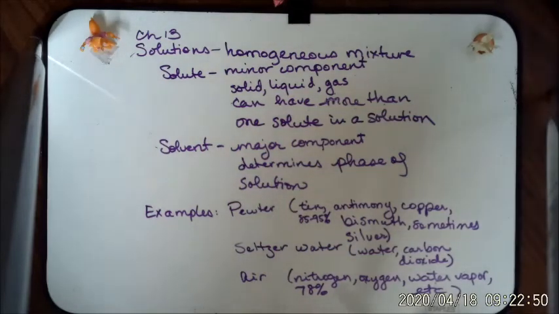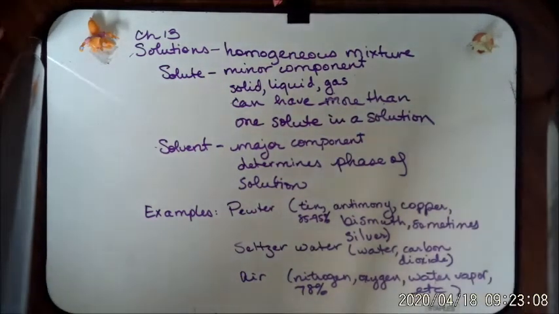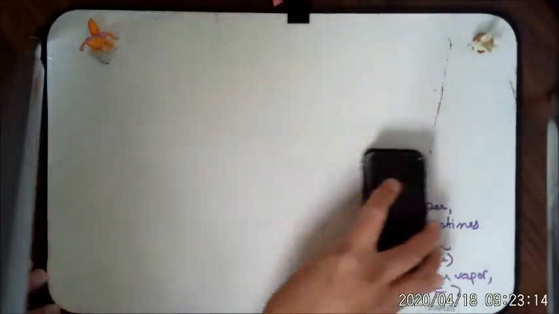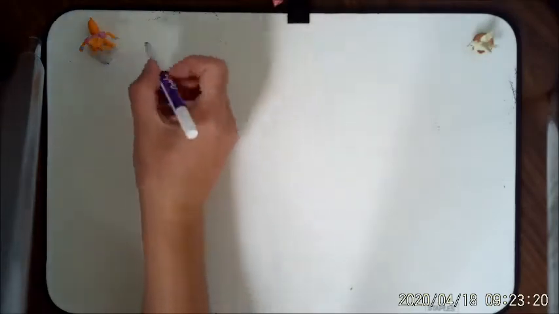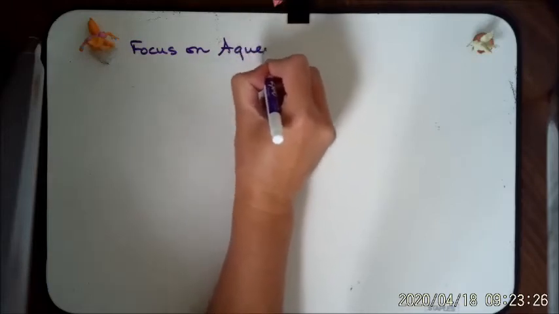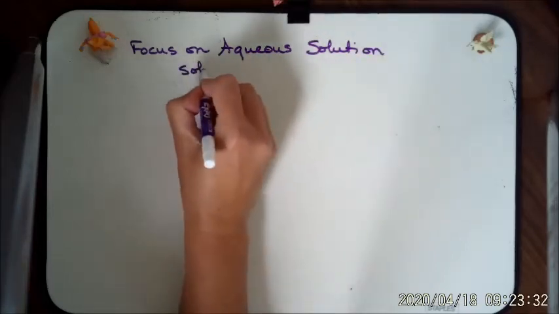Air, which is 78% nitrogen, a little over 21% oxygen, the small, less than 1% water vapor, carbon dioxide, etc. This is my solvent, and these are all my solutes. Okay, so these are just examples of different solutions. Okay, what we're going to talk about when we do talk about solutions, we are going to focus on aqueous solutions. Okay, so our solvent is going to be water.